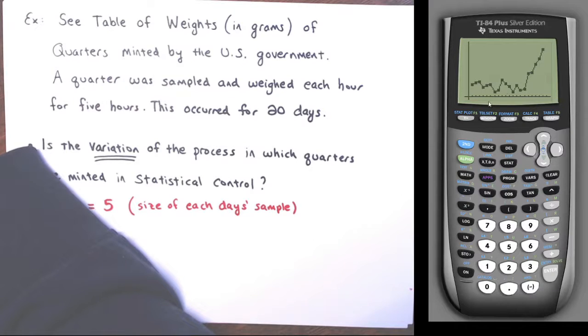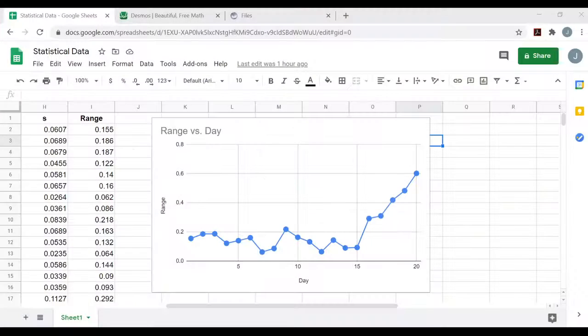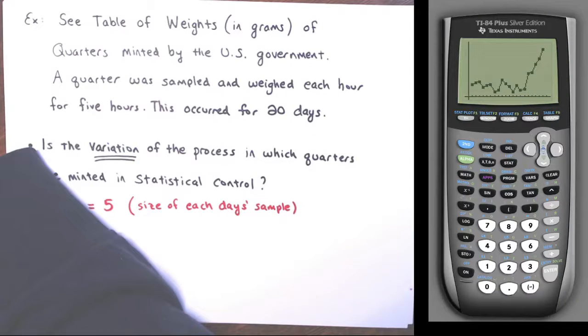And you see how similar this looks to what I had on the website in my Google Sheets? It's exactly the same actually, just maybe a little stretched out or a little compressed. It's the same exact 20 points. So what I want to do now is, on the calculator here, put in that center line and the upper control limit and lower control limit.